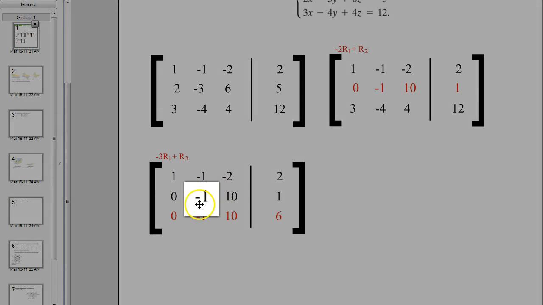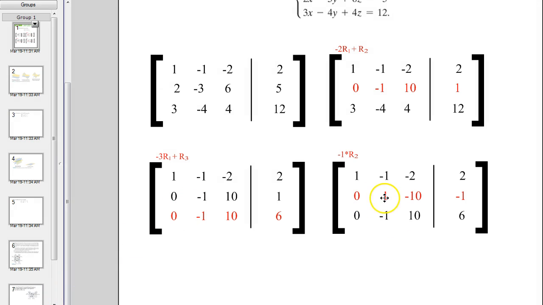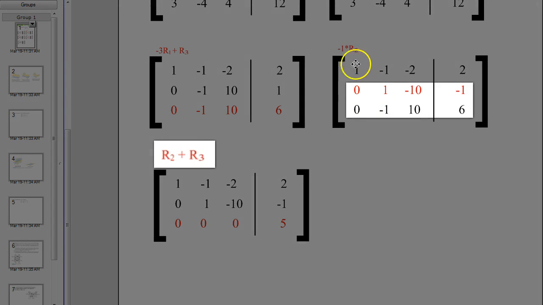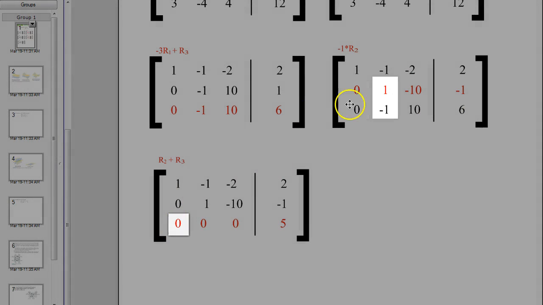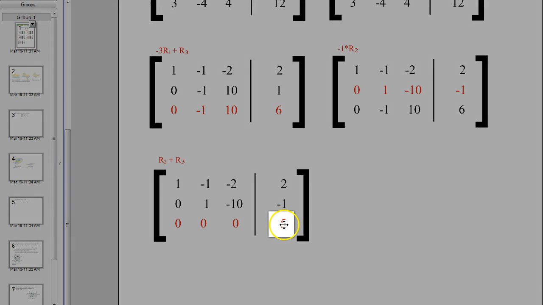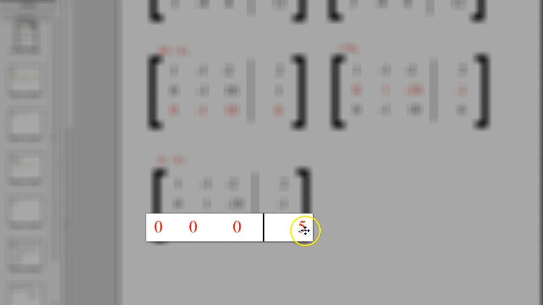Now we want a 1 in this position, so we're going to multiply the second row by -1. Right, and now I want to zero out below, if I'm just doing RREF, so I'm going to get 0 right here. All I need to do is add rows 2 and 3 together. But look what's going to happen when I add row 2 and row 3 together. I'm going to get 0 plus 0 is 0, 1 plus -1 is 0, -10 plus 10 is 0, and then -1 plus 6 is 5. So I end up with a row of zeros here, and then a 5.